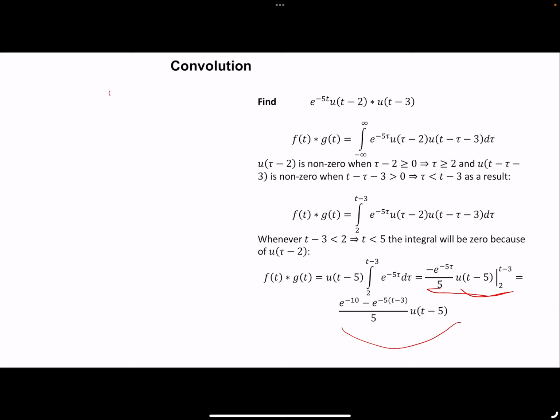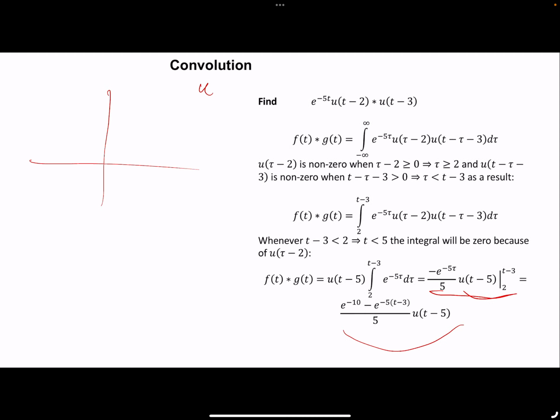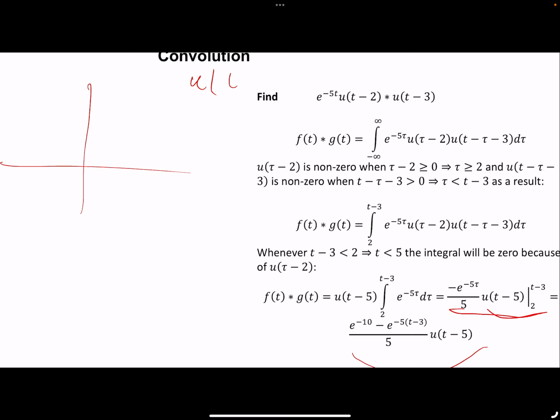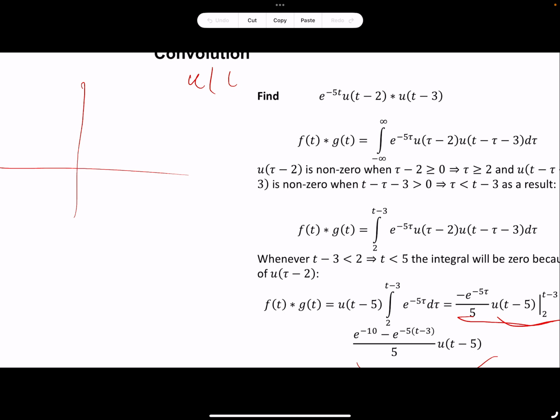Okay, a question for you. Let's say I asked you to draw u of negative tau plus 5. Can you do that?